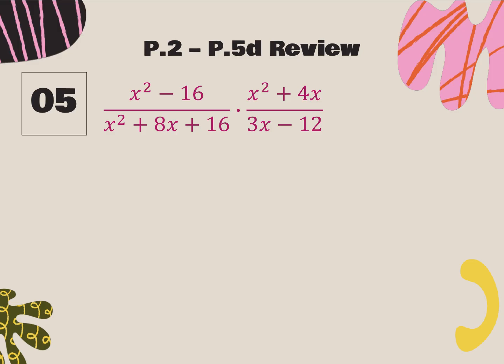All right. So this is a multiplying problem. A multiplying problem, all I want to do is factor and then cancel anything that matches on the top and on the bottom. All right, so looking at x squared minus 16, that's going to be an x plus 4 and an x minus 4. Looking at the bottom, x squared plus 8x plus 16, that's a perfect square trinomial. So you can write it as x plus 4 squared, or you can write it twice. Either way is fine.